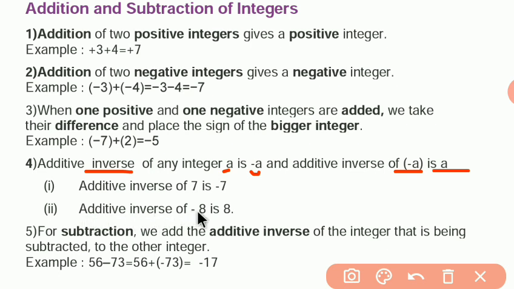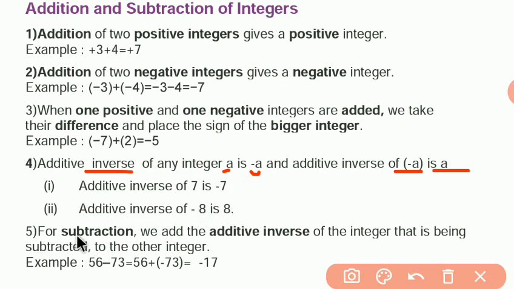Additive inverse of minus 8 is 8. Here the integer is given in minus, so its inverse will be 8. Here additive inverse means its opposite with respect to sign. If it is given in plus, its inverse will be minus, and if it is given in minus, its inverse will be plus.